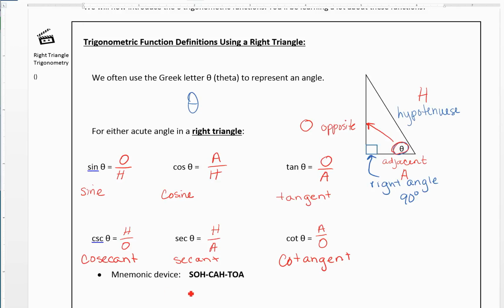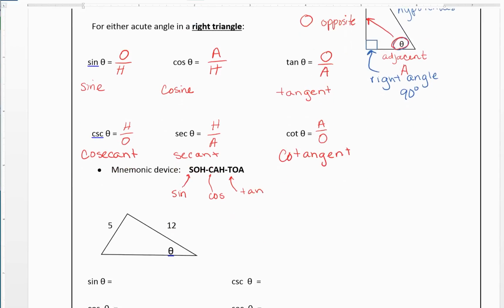And what it tells you is that sine, the S stands for sine, is opposite over hypotenuse. Cosine is adjacent over hypotenuse. And tangent is opposite over adjacent. Okay, so if you remember Sohcahtoa, you can think, okay, S is for sine, O means opposite, and then over hypotenuse. So let's go ahead and put this into practice and do an example.